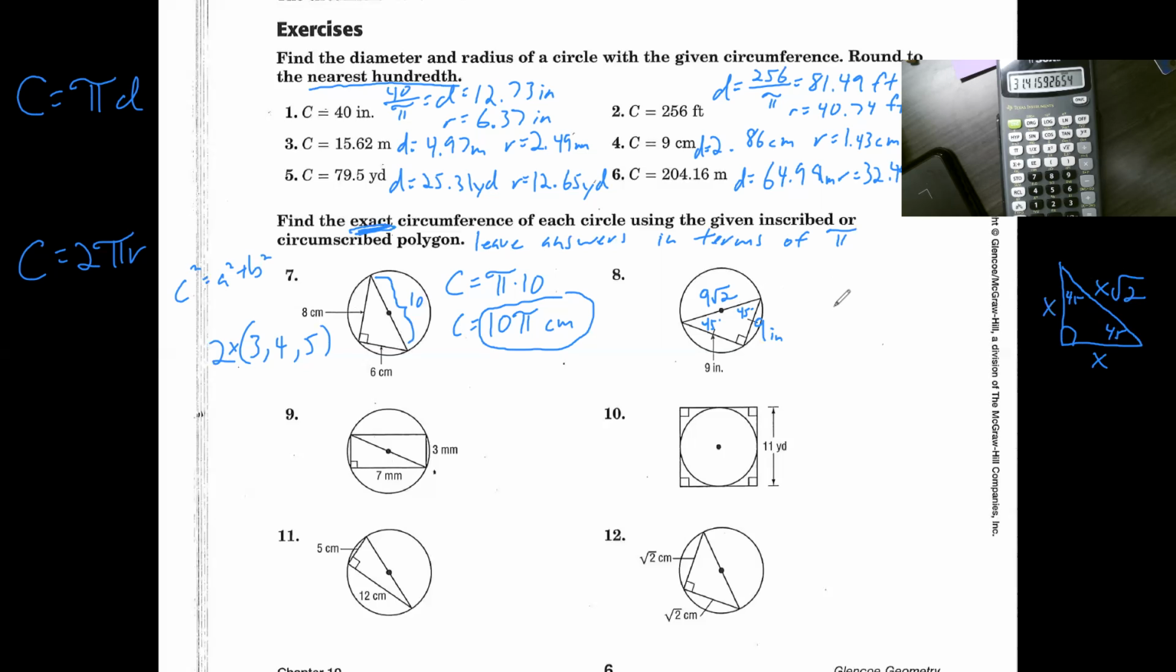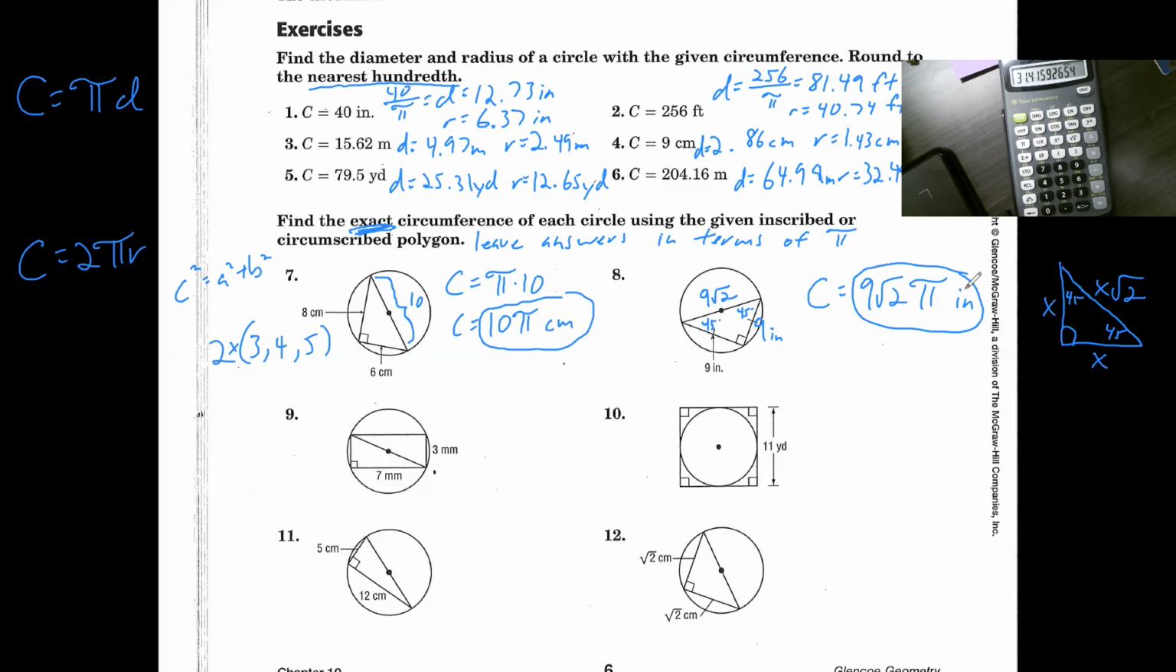Now that we have that side, we can plug it into our equation. Well, again, we're just doing diameter times pi. So we have 9 radical 2 times pi. We're leaving it in terms of pi, so that's it. That's our answer. So our answer is 9 radical 2 pi inches. We don't have to do anything else to it.